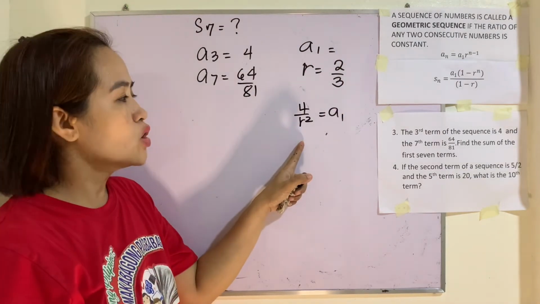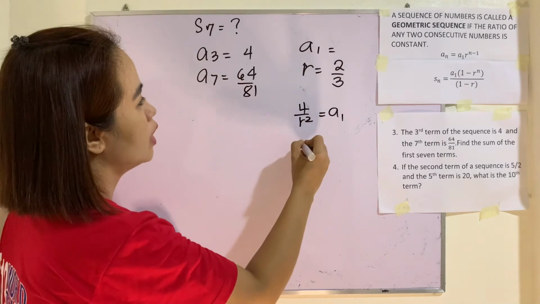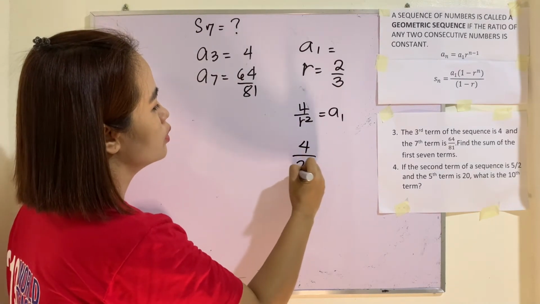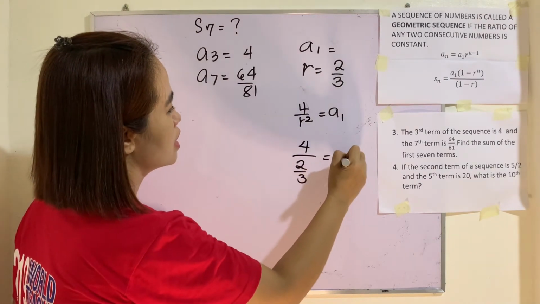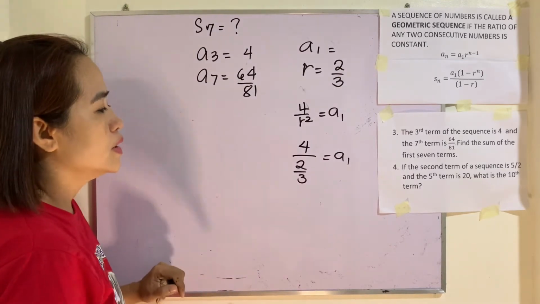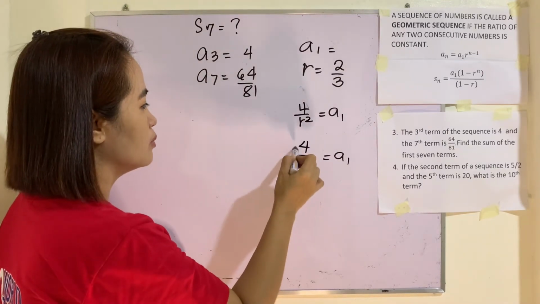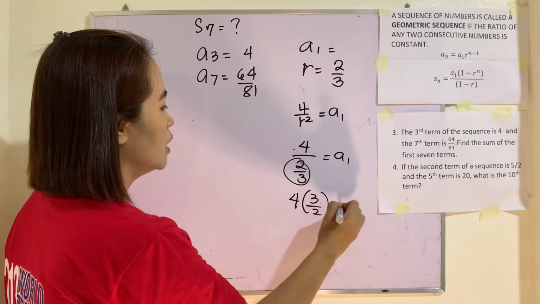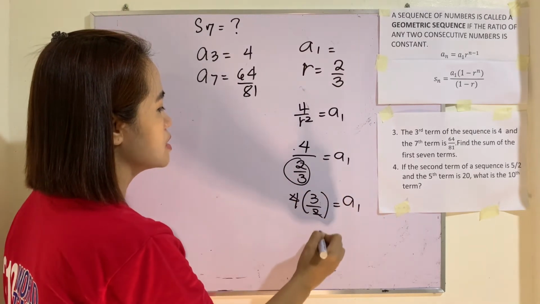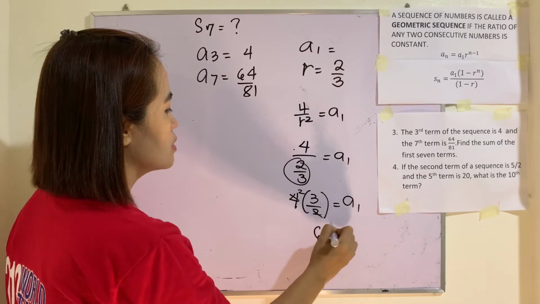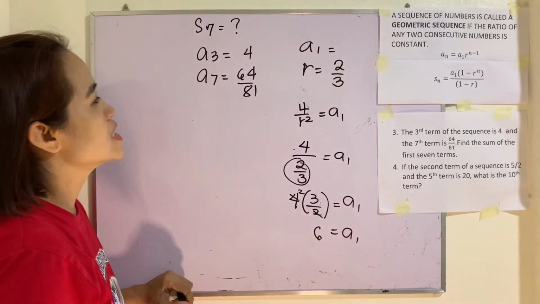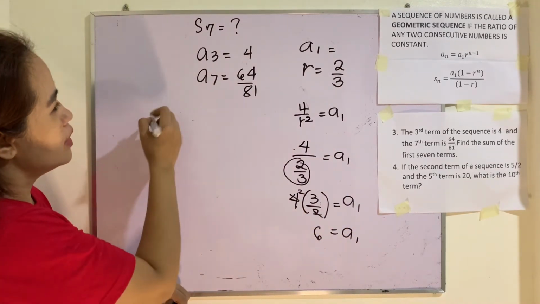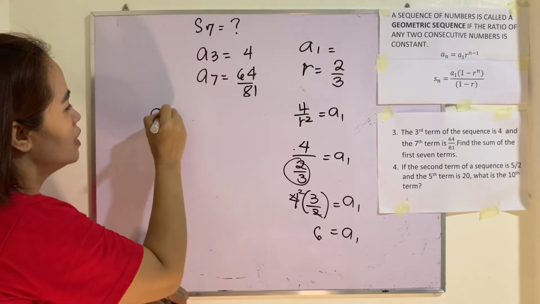From this equation, we can now solve for a sub 1. We have 4 over 2 over 3 equals a sub 1. You get the reciprocal of this and then multiply it by here. 4 times 3 over 2 equals a sub 1. This is 2. So our a sub 1 is 6. So we are now ready for S sub 7.